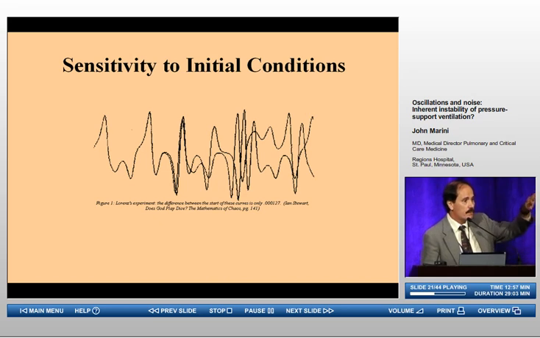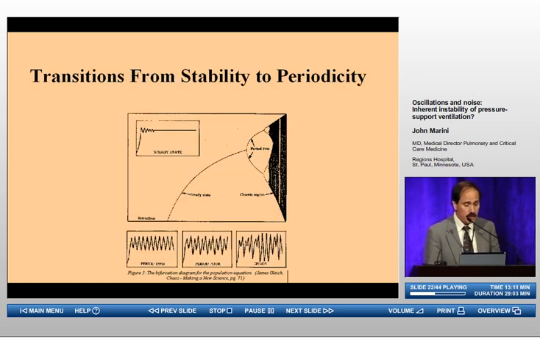So it went from a very predictable behavior to a very unpredictable behavior due to small input errors that were amplified over time. What has that got to do with pressure support? You can transition in certain circumstances, when the mechanics and the interaction with the machine are set up in the right or the wrong way, from stable behavior to unstable behavior, from stable behavior to periodic behavior, and then eventually into chaotic behavior. And let me show you some reasons for that.